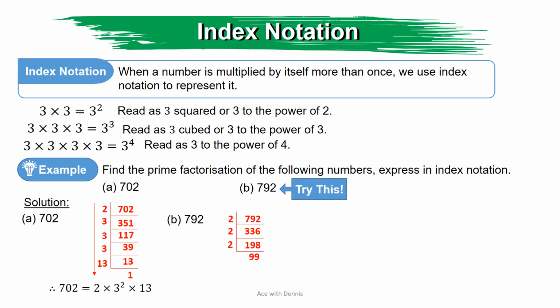We get 99. 99 is not an even number. So we move on to the next prime number, which is 3. So 99 divided by 3, we get 33. Then 33 divided by 3, we get 11. So 11 is not divisible by 3, but we move on to the next divisible prime number, which is 11. And finally, we get the last number as 1. Therefore, 792 equals 2 cubed times 3 squared times 11. Do you get the answer correctly?